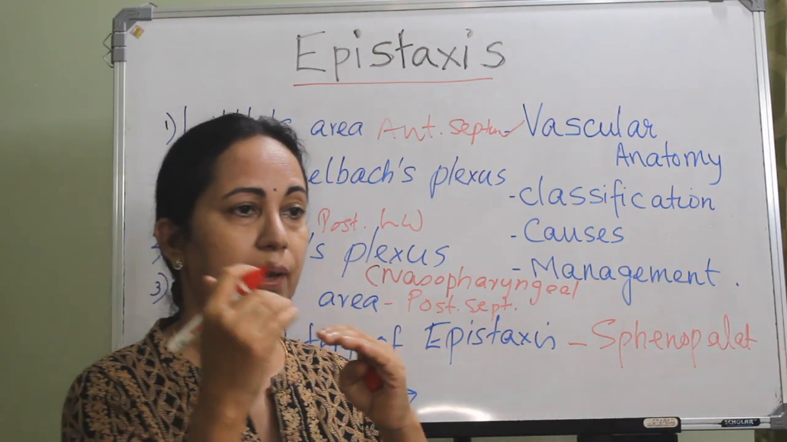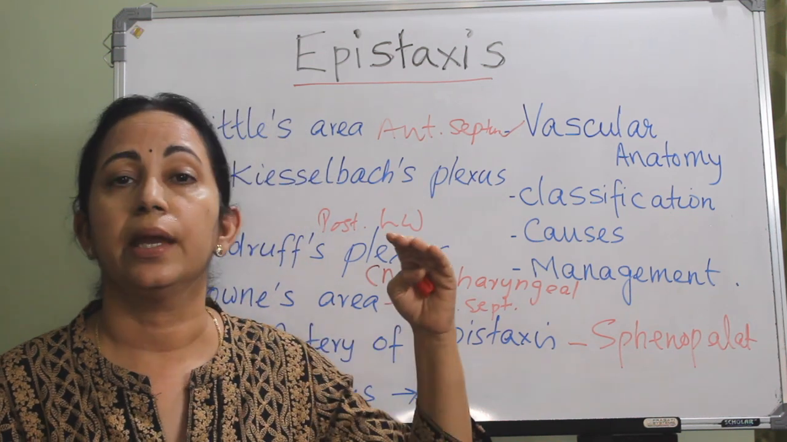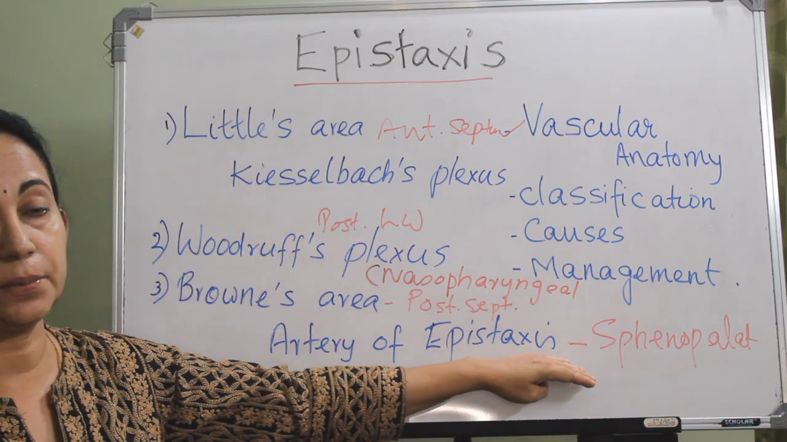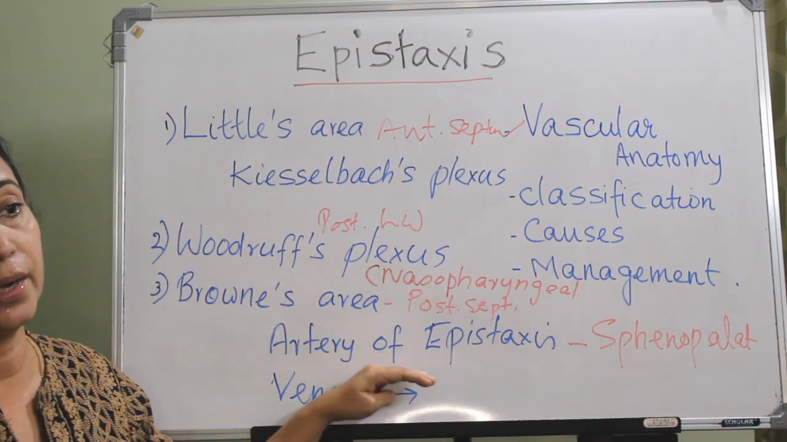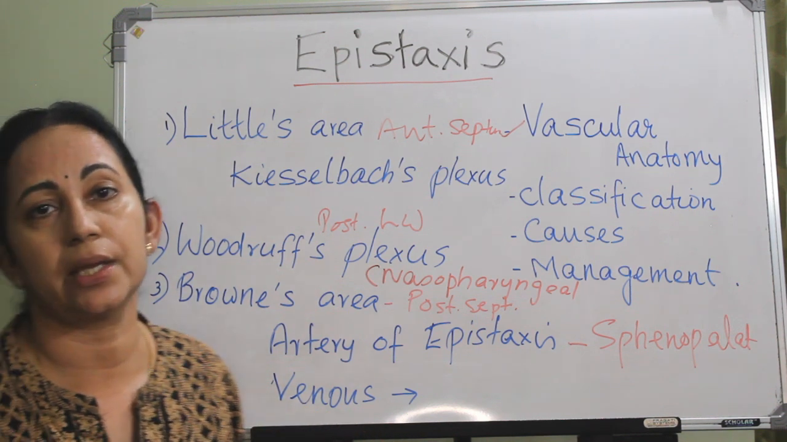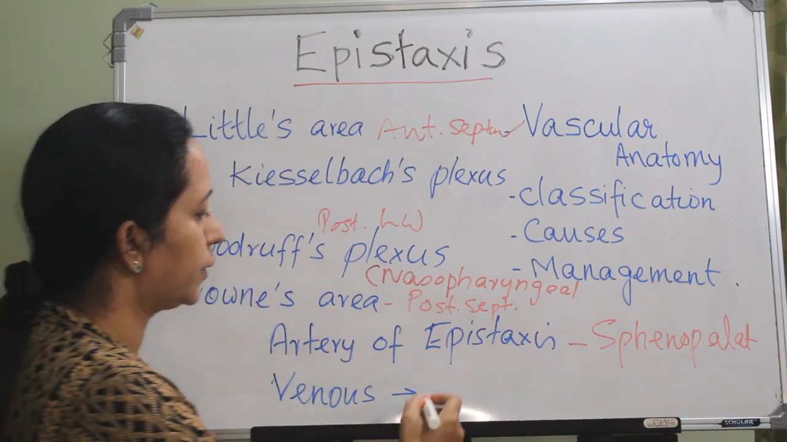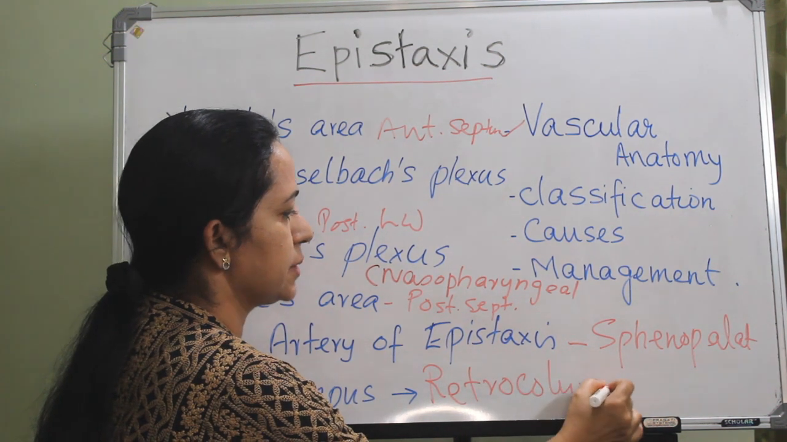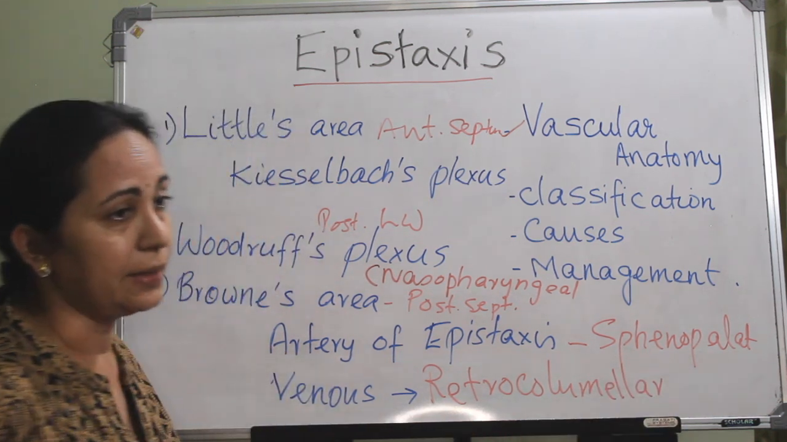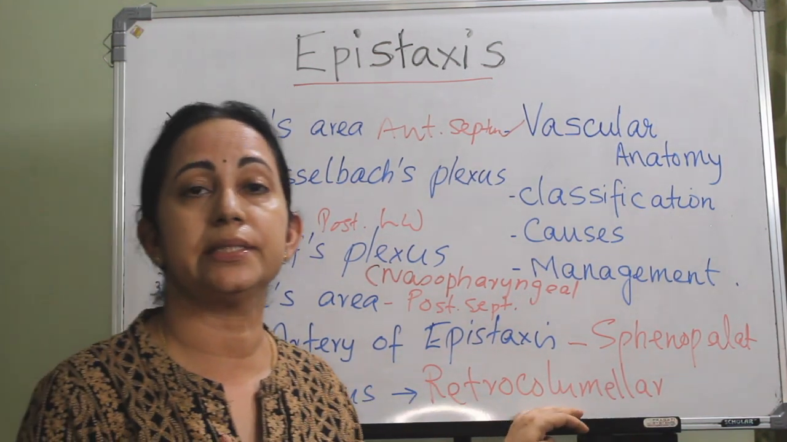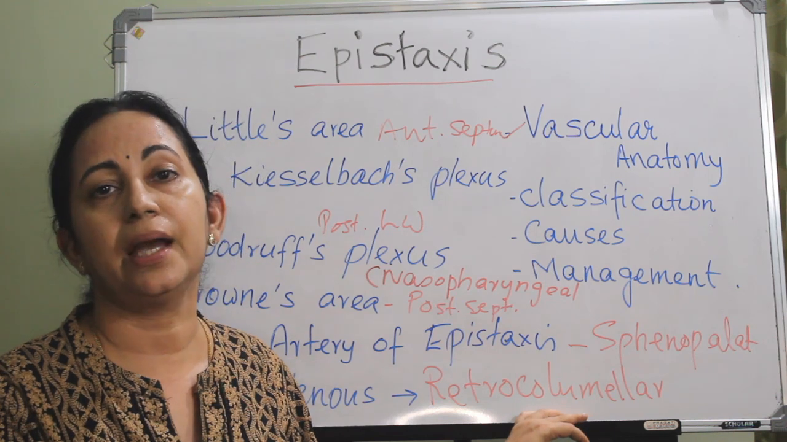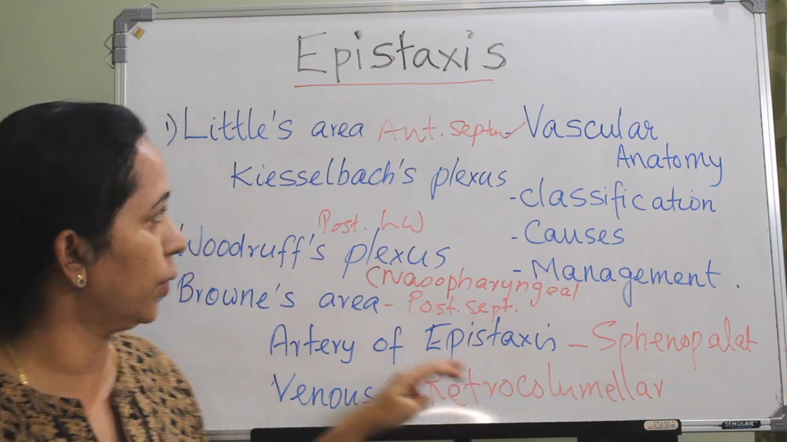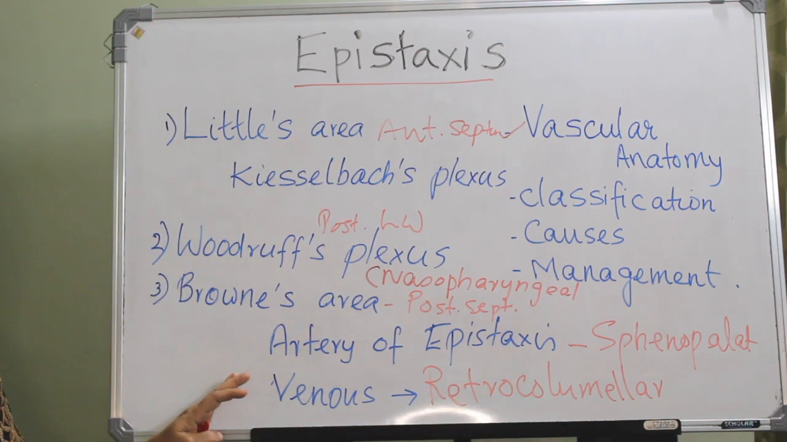The sphenopalatine artery, after coming out of the sphenopalatine foramen, divides into a posterior septal branch and also a posterior lateral branch. This posterior septal branch comes anteriorly, and that is called the artery of epistaxis. The most common site of venous bleeding is the retrocolumellar vein. This causes bleeding more in children, and it is around 2 millimeters behind and parallel to the columella, which is why it is called the retrocolumellar vein. So this is regarding the vascular anatomy.